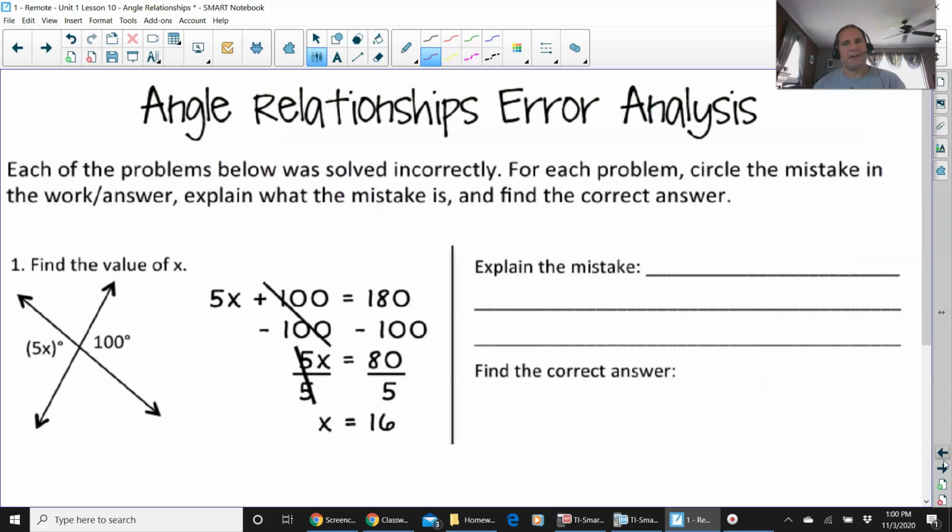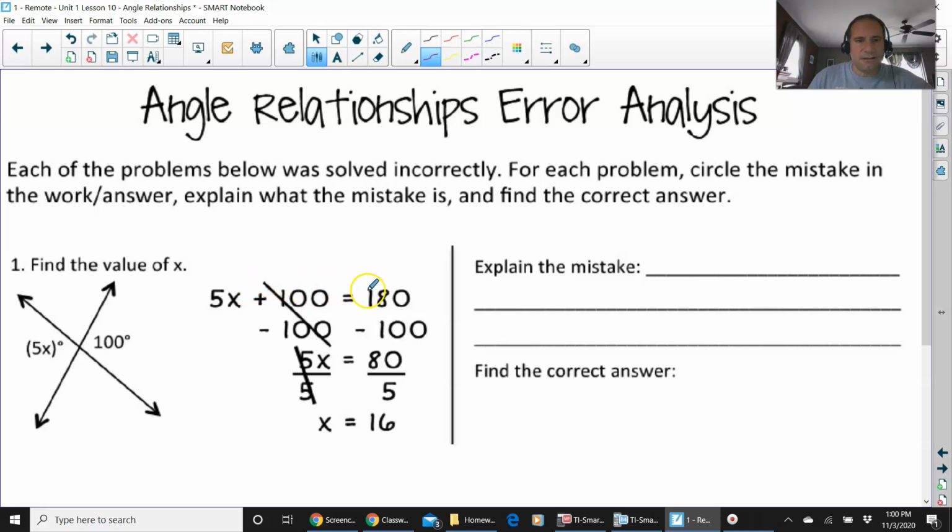Angle relationships, error analysis. So you have to explain the mistakes, and I'll go through the first one with you here, and then you can take the rest. Each of the problems below was solved incorrectly. So they're telling you that they're incorrect. For each of the problems, circle the mistake in the work and the answer. Explain what the mistake is. Find the correct answer.